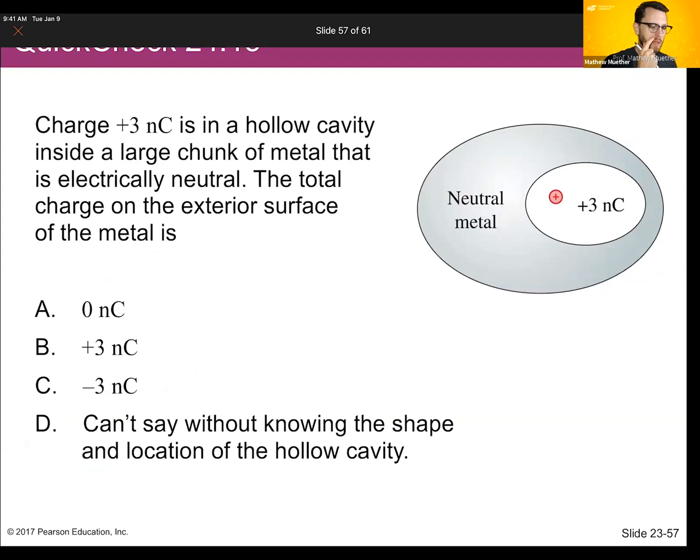What about this one? Now I have a conductor, some neutral metal, and it's got this void inside of it. It's got this kind of pocket inside of the metal. And what I do is I put 3 nanocoulombs of charge inside of that little cavity. What's the total surface charge on the exterior of the metal? What's the total surface charge sitting on the exterior surface of the metal?